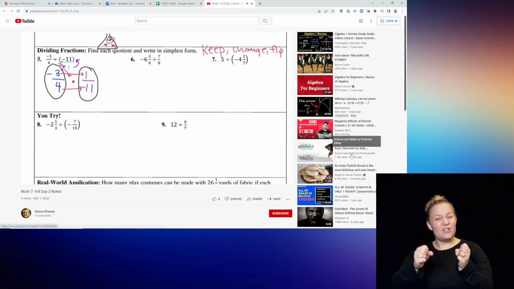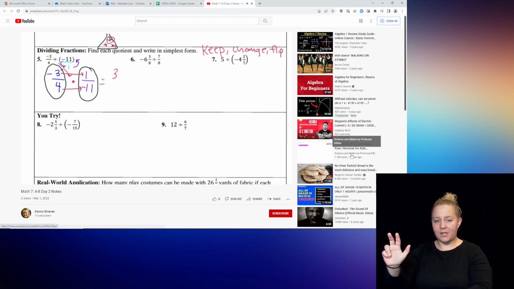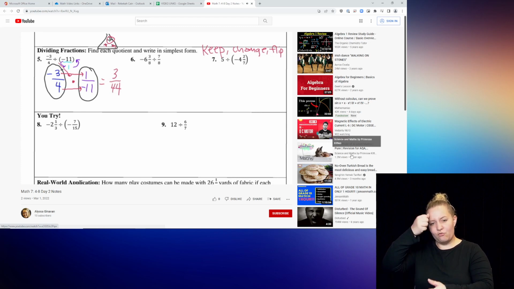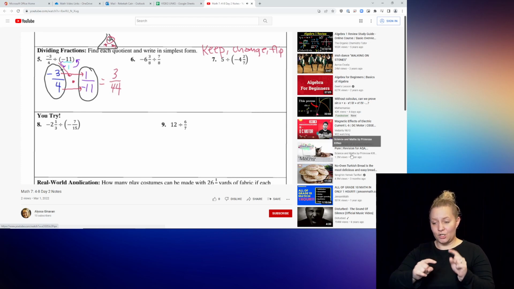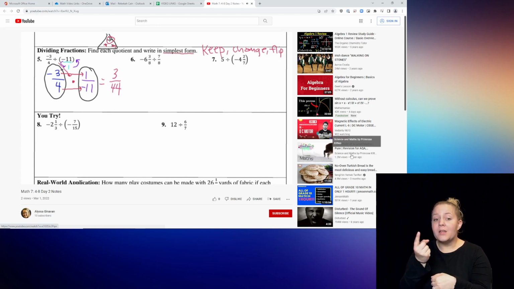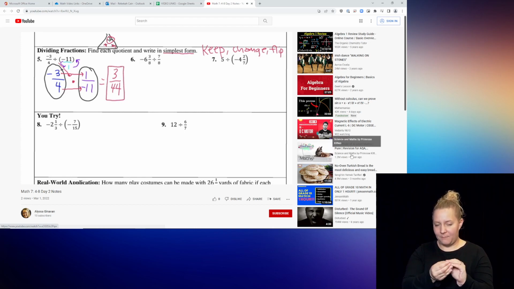So like I said, 1 times 3 gives us 3, and then 4 times 11 gives us 44. Remember, our final answer is positive because of that triangle. And then we always look to see that it is in simplest form. This one is, in fact, in simplest form because 3 over 44 cannot be simplified. All right, there's number 5. We're going to go ahead and move on to number 6.